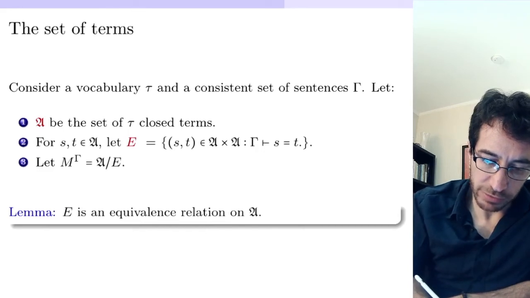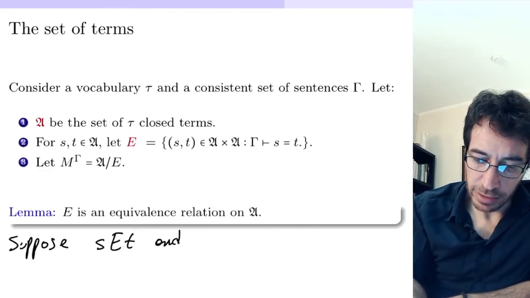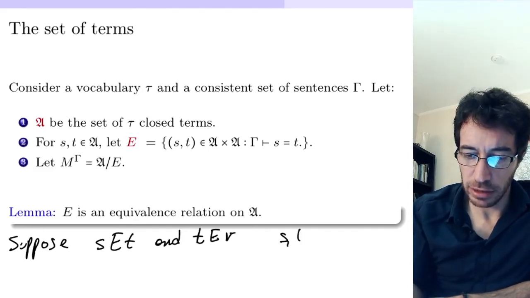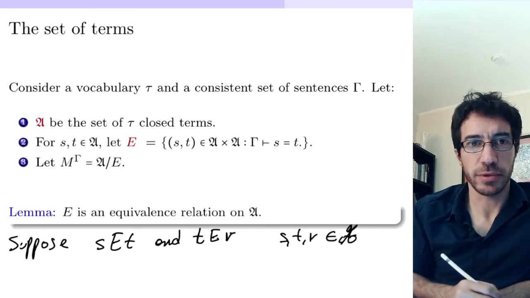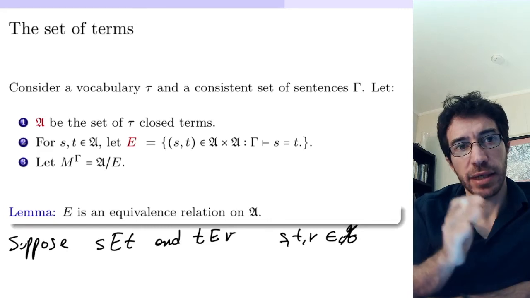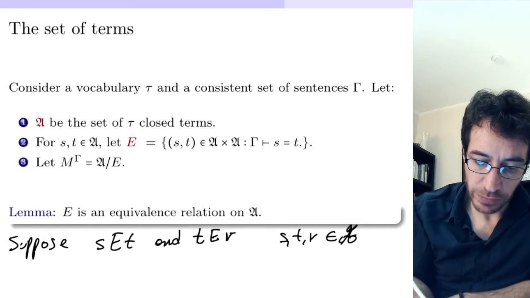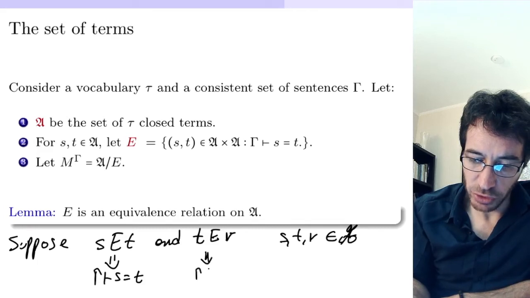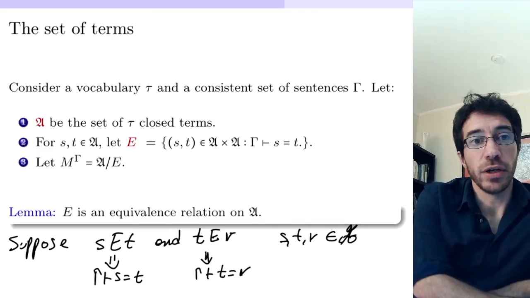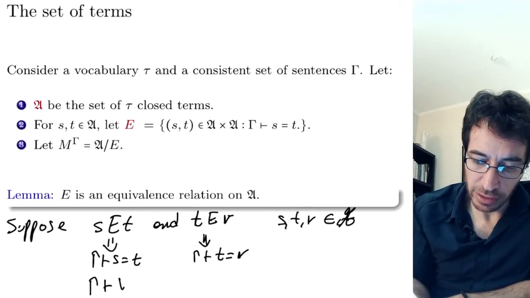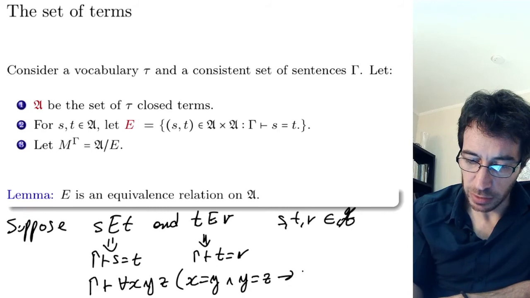So let's suppose that we have S is related to T, and T is related to R, and S, T, and R are closed terms. We want to show transitivity, so we want to show that S is related to R. What we know from here is that gamma can show that S equals T, and that gamma can show that T equals R. We know from the previous slide from last week that gamma can show that for every x, y, and z, if x equals y and y equals z, then x equals z.